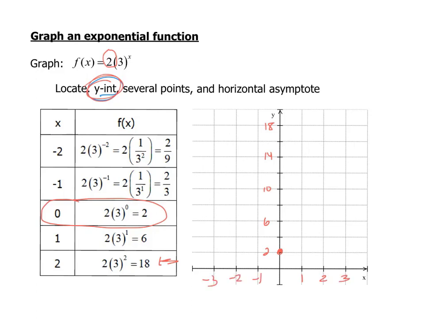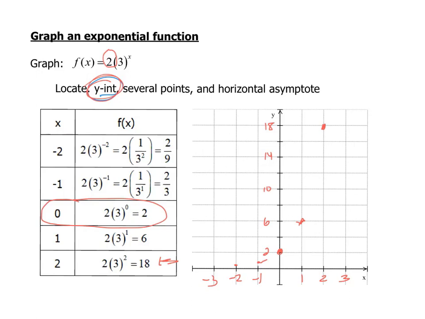Let's plot all of our points. At x equals 1, our y value is 6. At x equals 2, our y value is 18. My y value for 3 would be way off the charts. At x equals -1, my y value is 2/3, so I'm going to have to sort of estimate. It's going to be maybe about like that. And at x equals -2, my y value is 2/9, so it'd be even closer to that x-axis.